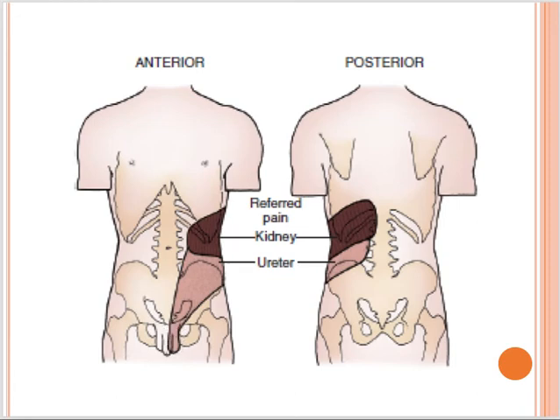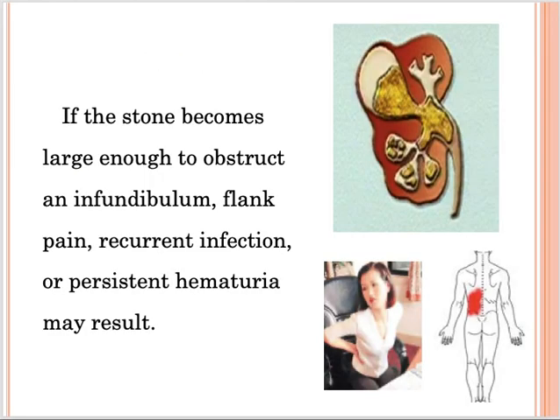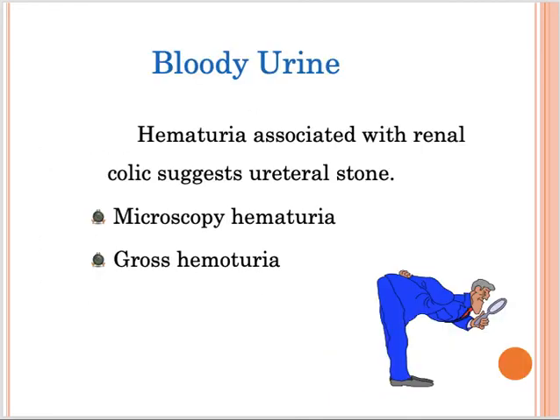So this is basically the pattern of the pain which can occur. And if the stone becomes large enough to obstruct an infundibulum, flank pain, recurrent infection, or persistent hematuria may result. So of course, the next symptom will be blood in the urine, which we call hematuria. This hematuria can be microscopic or can be gross, right? So depending, of course, from patient to patient.